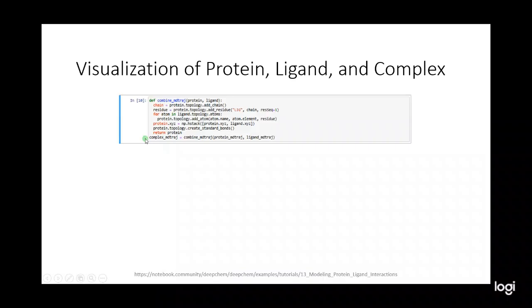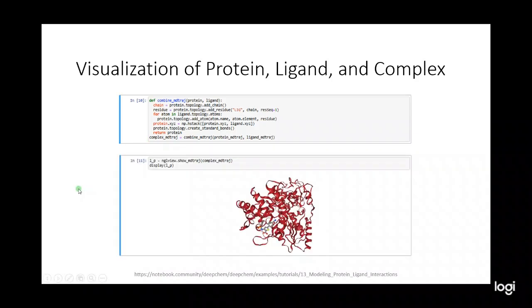In the next line, we use the combine_MD_TRAS function to create the protein-ligand complex. Finally, we can visualize the protein-ligand complex using the AngelView.show_MD_TRAS function. As you can see, the ligand has found its position in the protein cavity.